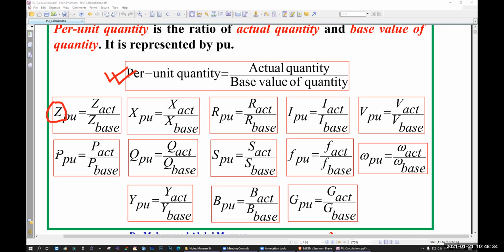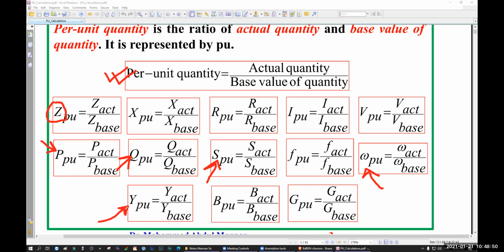Power per unit, the P is the real power. Q is the reactive power. S is the apparent power, okay? Everything is the same. Frequency per unit, frequency actual, frequency base. This is the omega. This is the Y. Y is what?